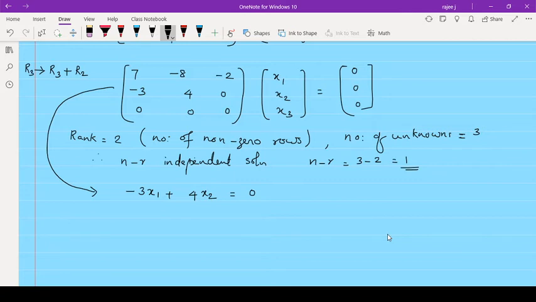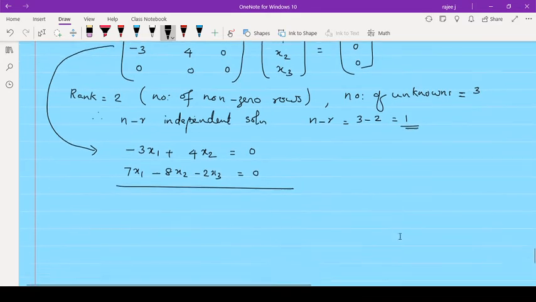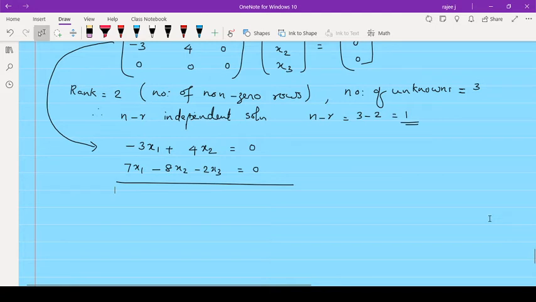That is one equation. Now from the first row: 7 into x1 minus 8 into x2 minus 2 into x3 is equal to 0. Now if you try to solve this by any way, calculator or any other way, you will not get the solution, because there are 3 unknowns, 1, 2, 3, x1, x2, x3, and 2 equations. So you cannot solve this one. That is the reason why we go by this rank method.